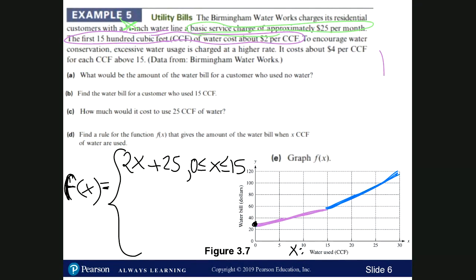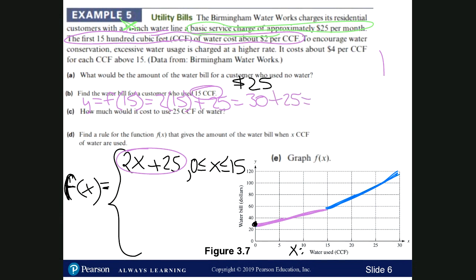Okay, so let's go ahead and answer the first 2 questions because we have enough for that. What will be the amount of the water bill for a customer who used no water? We already discussed that. Basic charge fee, right? $25. Now, find the water bill for a customer who used all 15, okay? So then we're going to use, obviously, this part of the function for 15 CCFs. We're going to use that equation. So it will tell me y equals, or f of x. We could put f of 15 will be 2 times 15 plus 25. And so that will be 30 plus 25, and that will equal 55.